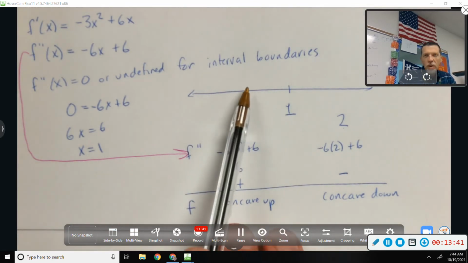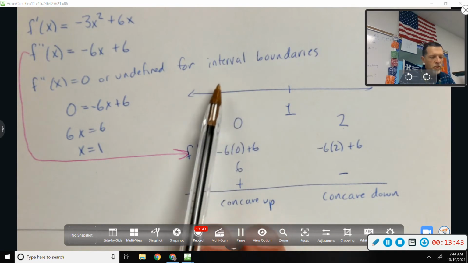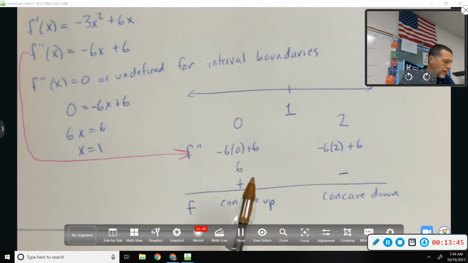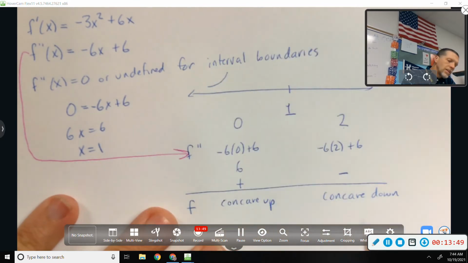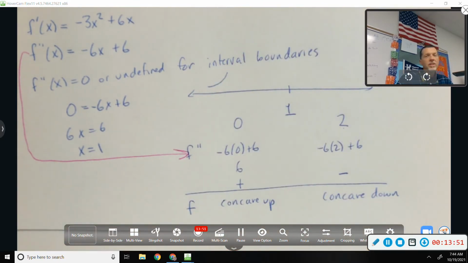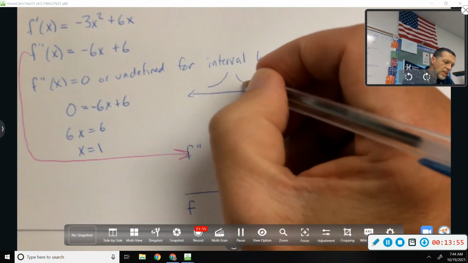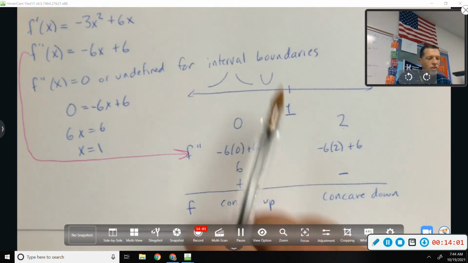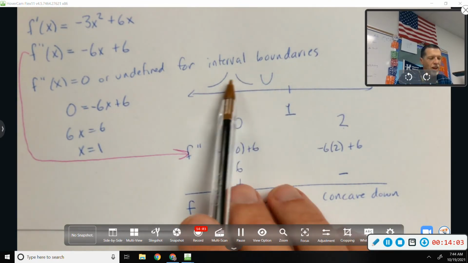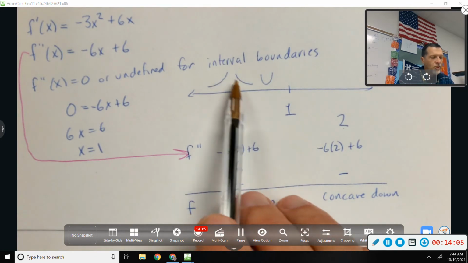You can do the picture like we did with first derivative, but pictures are a little less meaningful for concave up because concave up could look like that. That's concave up. So it doesn't have to be the full bowl. That's still concave up. That's concave up. That's concave up. So I'm more hesitant to draw pictures for concavity because concave up can still look quite different.